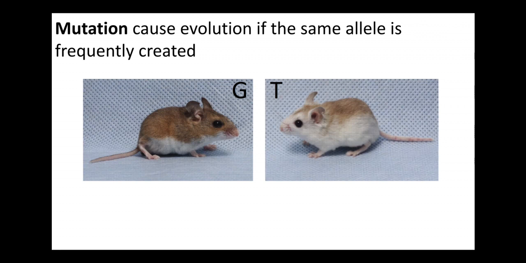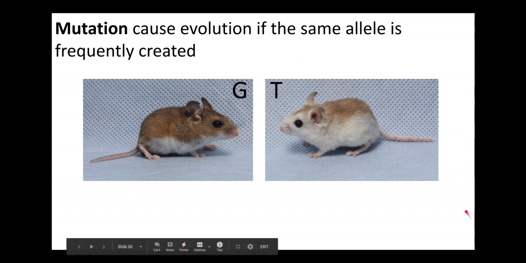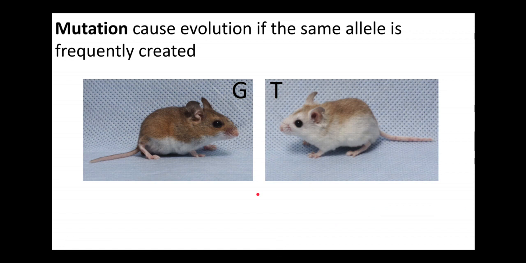So the simple spread of a mutation in a population is considered evolution. And sometimes there are genes or parts of the genome that are susceptible to mutation. So if the same mutation is consistently happening year after year, it can maintain a mutant allele in the population just through mutation.